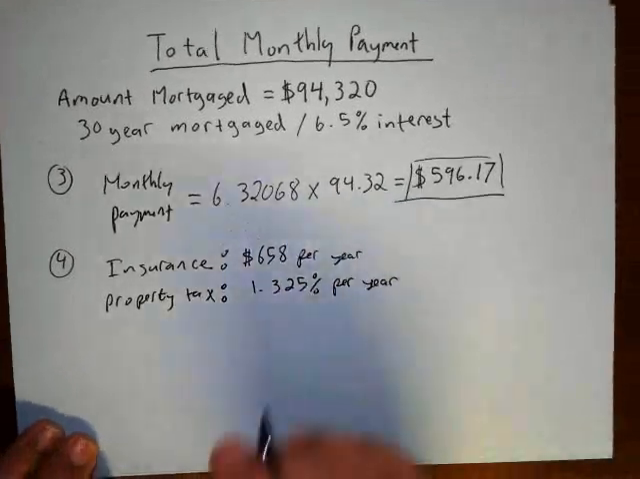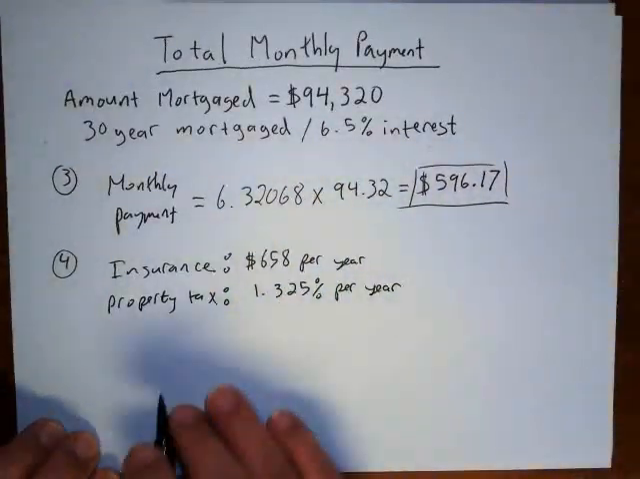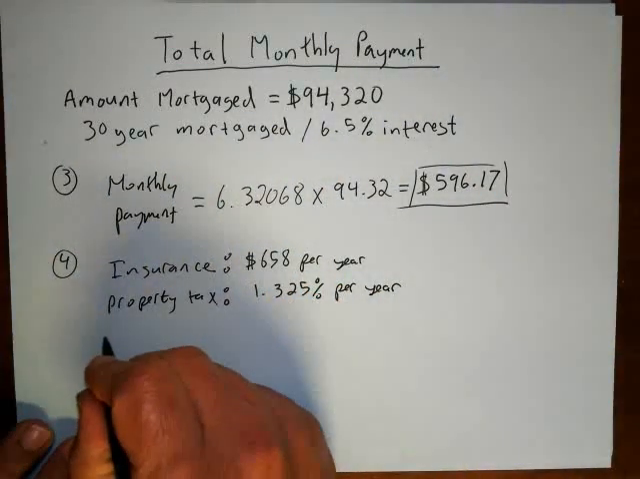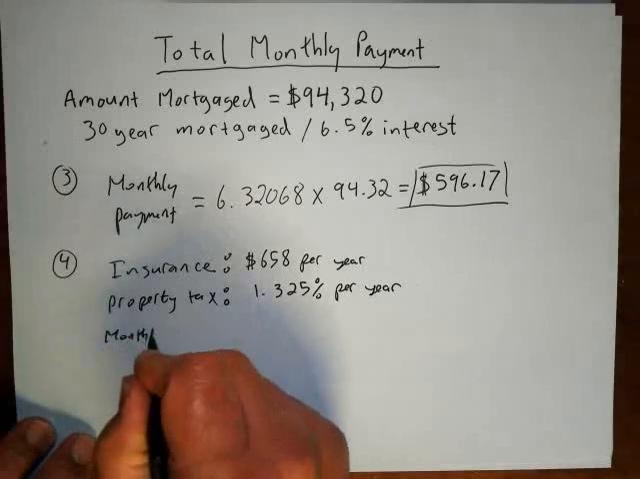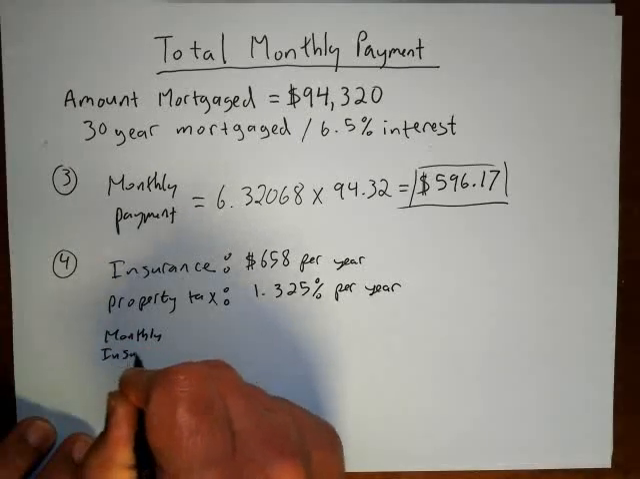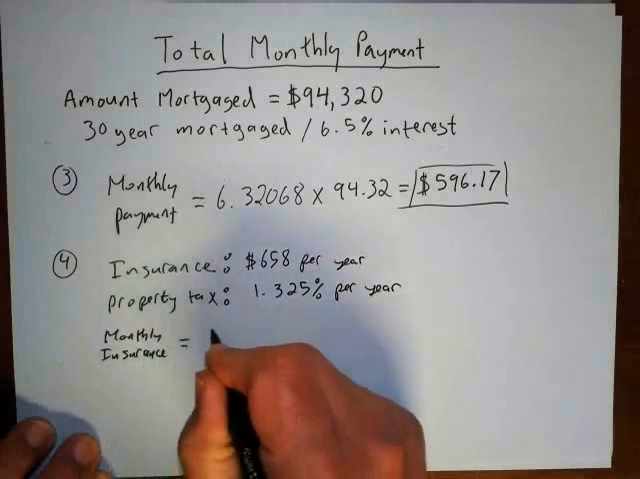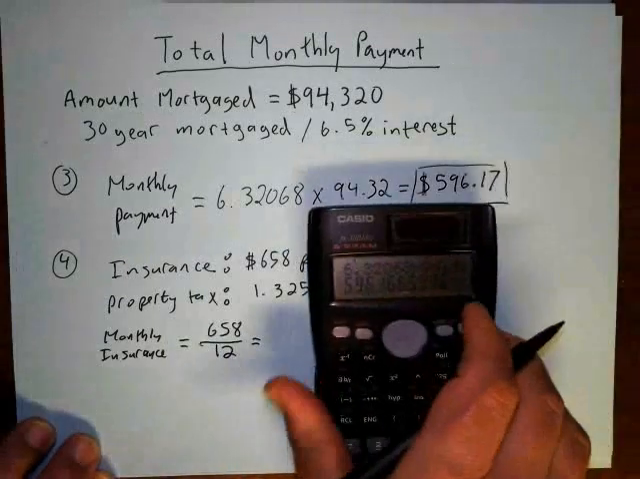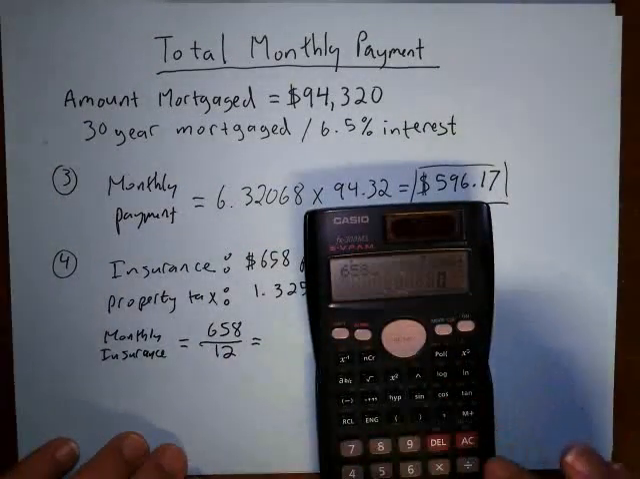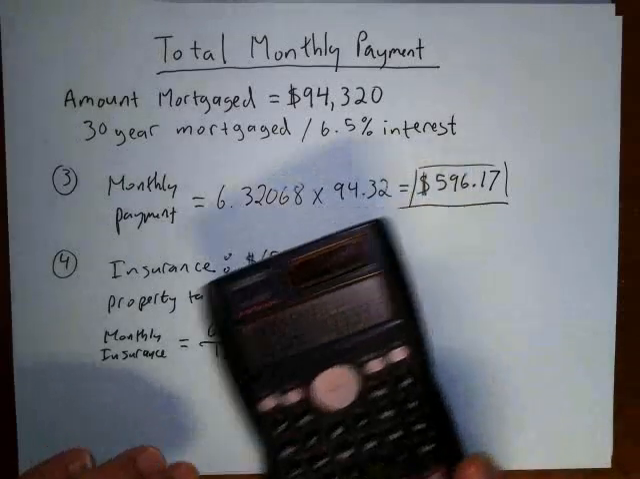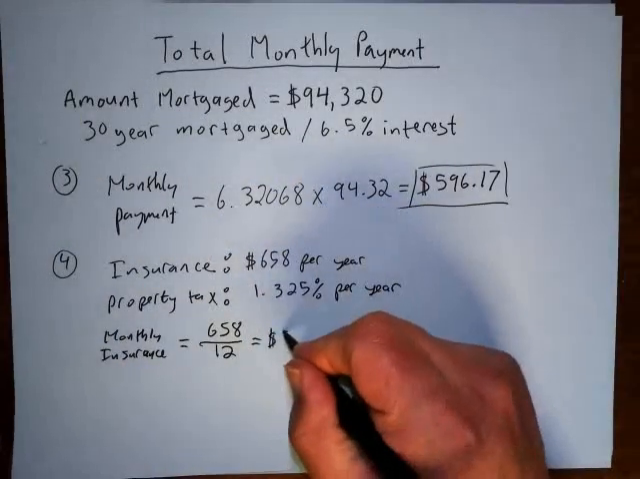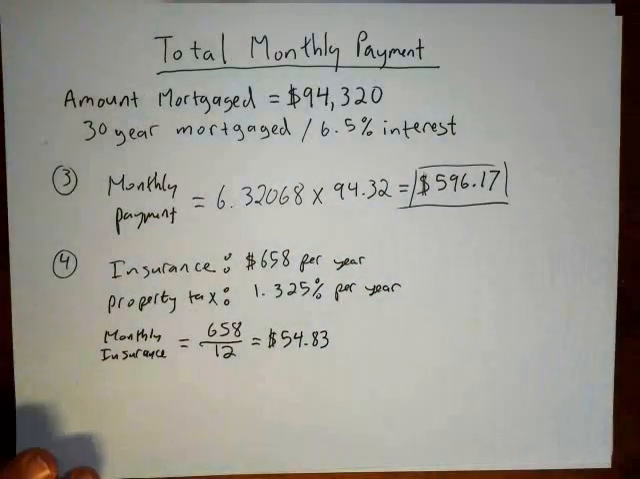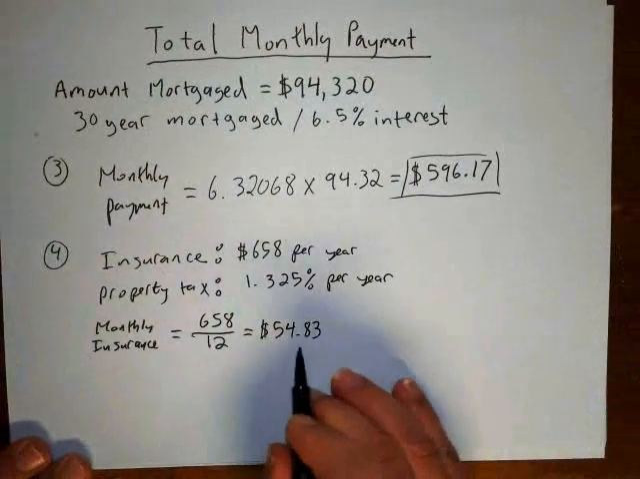Okay. And so the insurance, I just paid this amount per year, okay? So I'm just going to take that amount and divide it by 12. So we'll call this monthly insurance, and it'll be the 658 divided by 12. So 658 divided by 12 is like $54.83. So that's how much I have to pay for insurance.